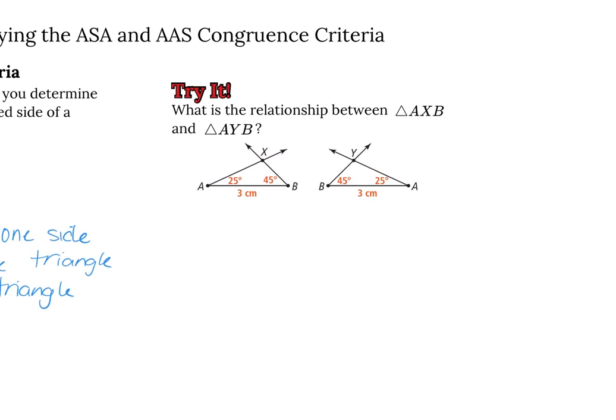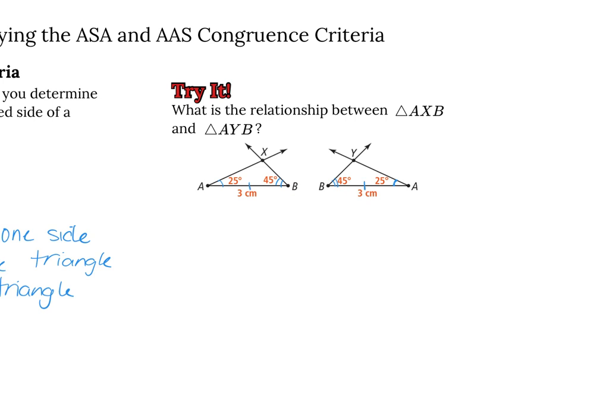Try it. What is the relationship between triangle AXB and triangle AYB? On this one we are given that this angle A is 25 degrees along with this angle A, and this angle is 45 along with that angle is 45, and then they give us our side measure is 3 and that one's 3.